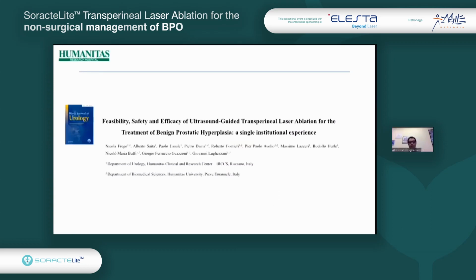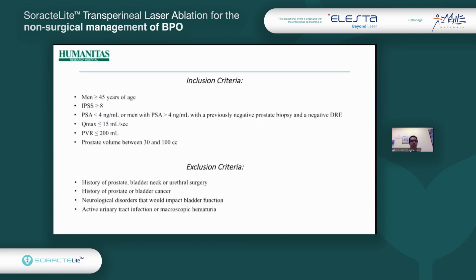We performed this prospective observational study to assess the feasibility and efficacy of transperineal laser ablation in patients with BPH. These were our inclusion criteria. Basically, patients with a small to medium-sized prostate and with a post-void residual of less than 200 milliliters, whereas patients with a history of bladder cancer or prostate cancer or with previous urethral surgery were excluded.